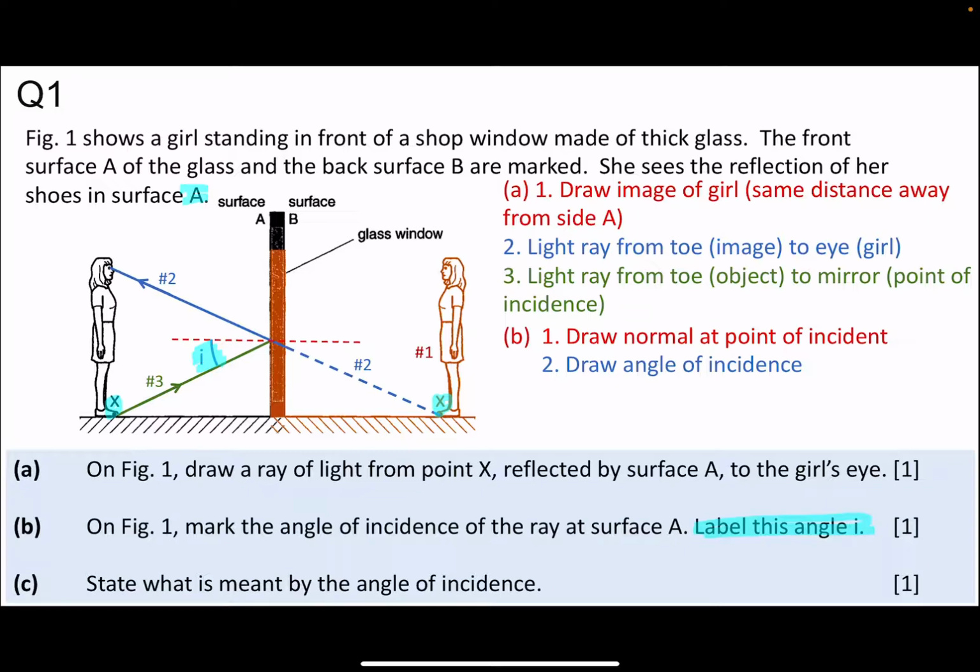State what is meant by the angle of incidence. The angle of incidence refers to the angle between the incident ray and its normal at the point of incidence. Now, many students will not mention the normal at the point of incidence, and you have to mention that it is a normal at a particular point of incidence.